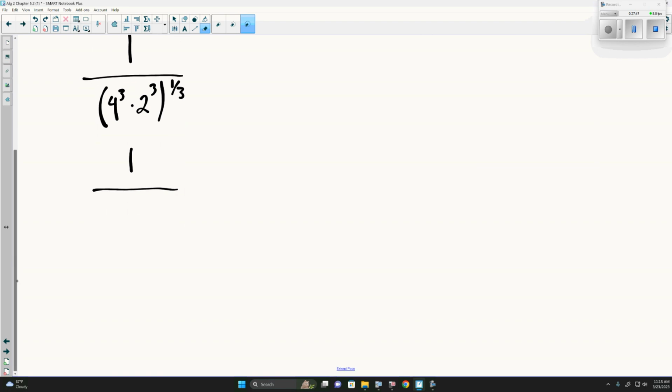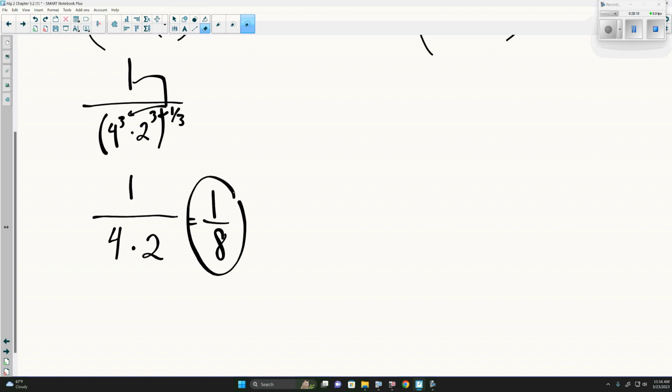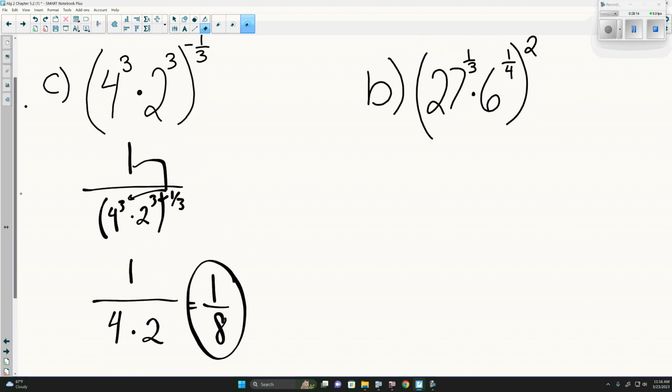Now we can multiply both of these by 1/3. 4 to the 3 times 1/3 is 4 to the 1. 2 to the 3 times 1/3 is 2 to the 1, which gives us 1/8. Questions on this here?